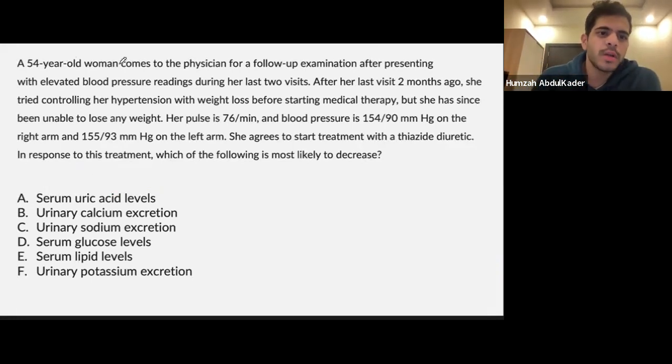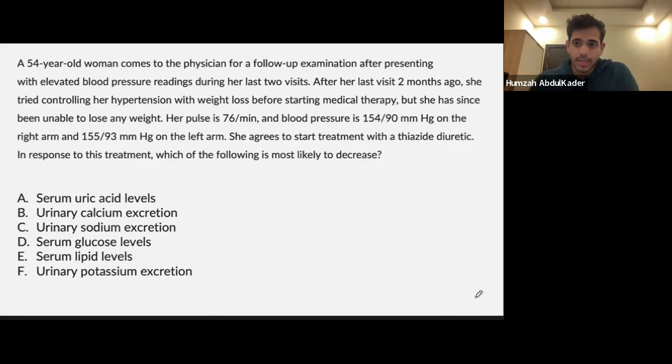A 54-year-old woman comes to the physician for a follow-up examination after presenting with elevated blood pressure readings during the last 2 visits. After her last visit 2 months ago, she tried controlling her hypertension with weight loss before starting medical therapy, but she has since been unable to lose any weight. Her pulse is 76 per minute, and blood pressure is 154/90. On the right arm it is 155. She agrees to start treatment with thiazide diuretic. In response to this treatment, which of the following is most likely to decrease?